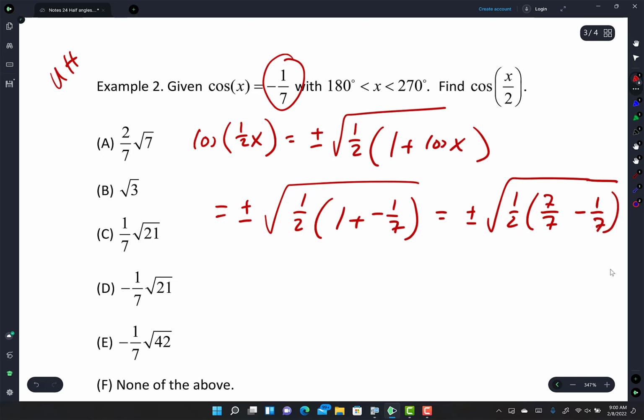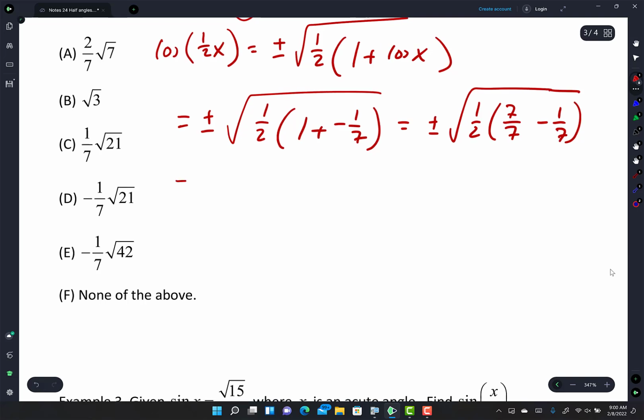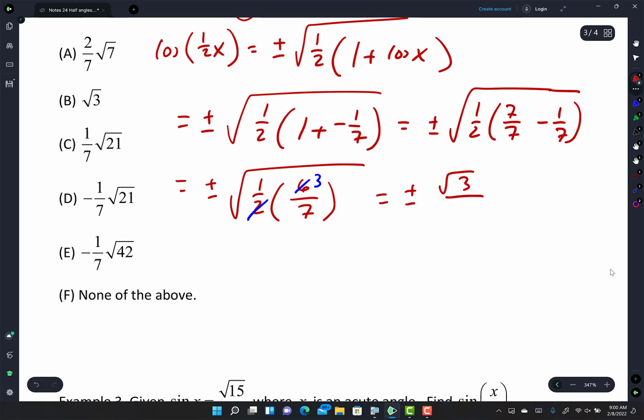And then I just deleted the plus and put a minus. And then we're just going to do arithmetic. That's it. 7 minus 1 is 6. So 6/7. 2 goes into 6 how many times? So now I have plus minus square root of 3 over square root of 7. You don't want to have a radical in the denominator. So times square root of 7 over square root of 7. So we're going to have plus minus 7 times 3 is 21. Square root of 21 over 7.